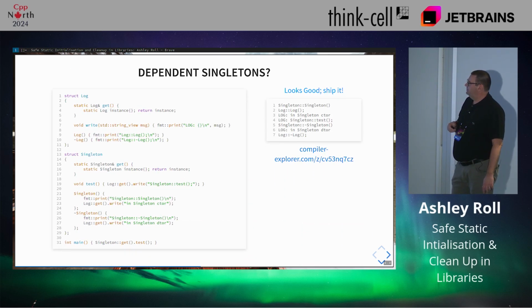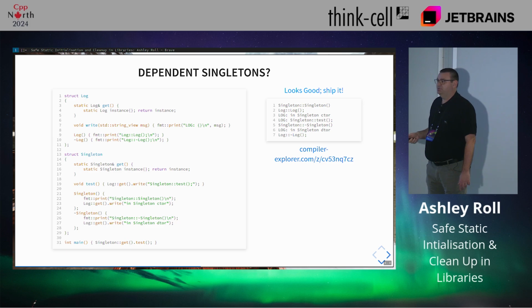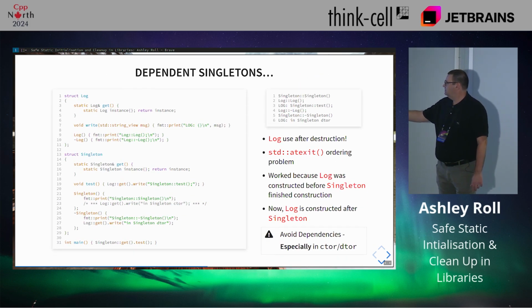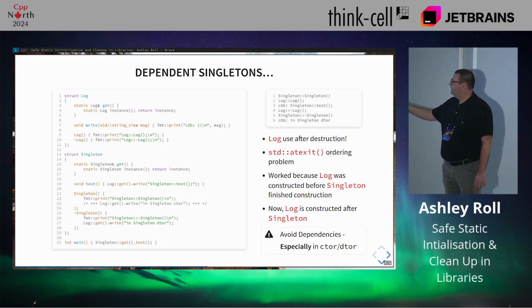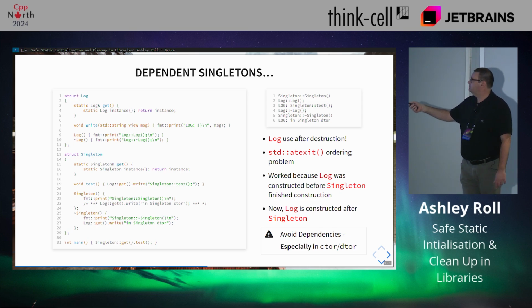So what happens if we have dependencies between our Meyers singletons? So if we have a log singleton and we have some other singleton that uses the log, right? That all works fine, surely, right? So we initialize it, we get the right logging, everything happens, everything's happy, right? What happens if we delete this line where we call the log here? We get a use after free because the log was destroyed before the singleton was destroyed.